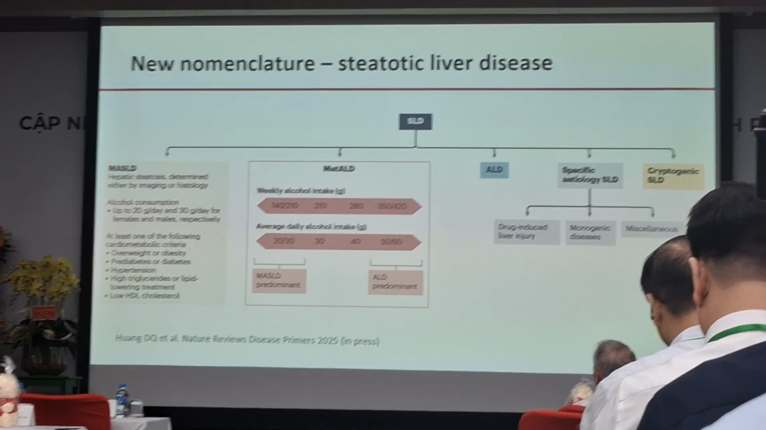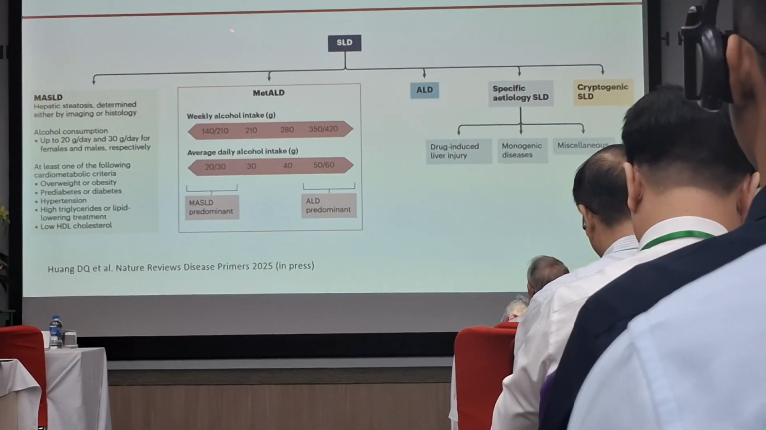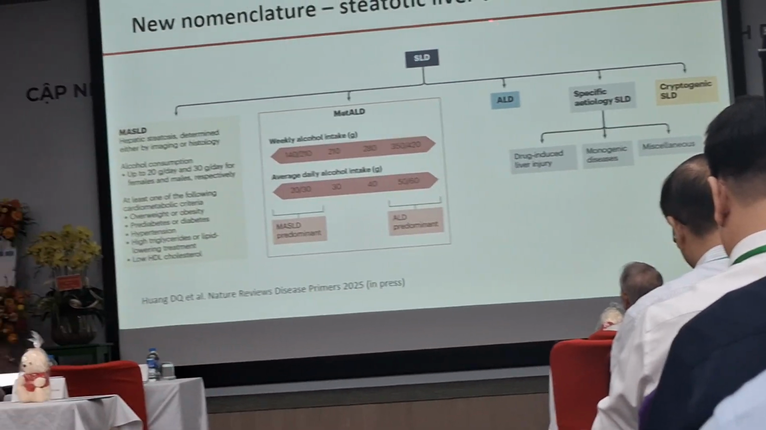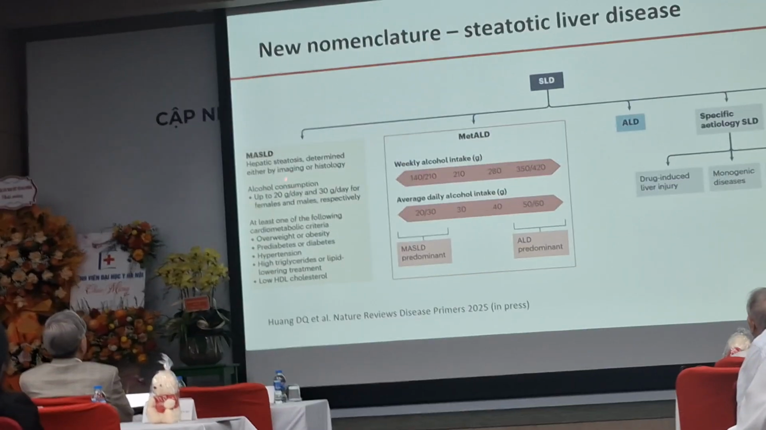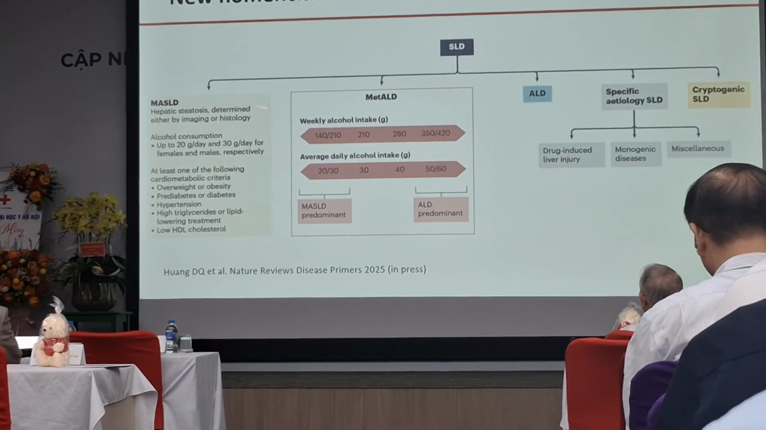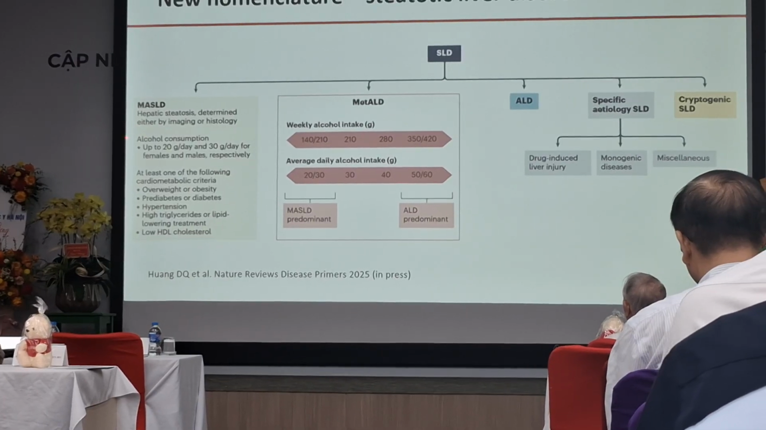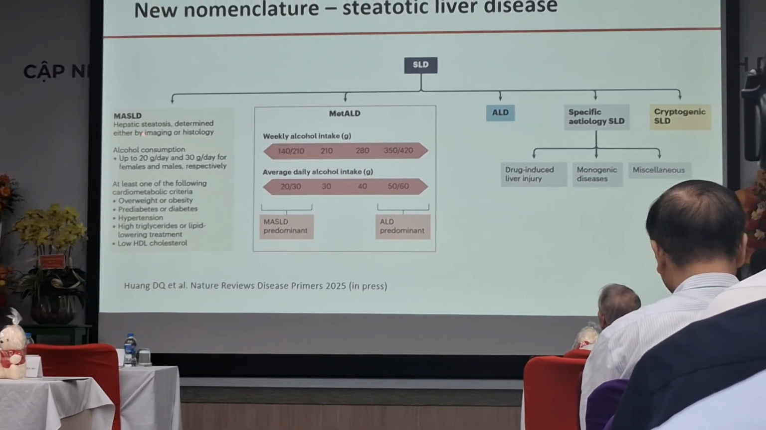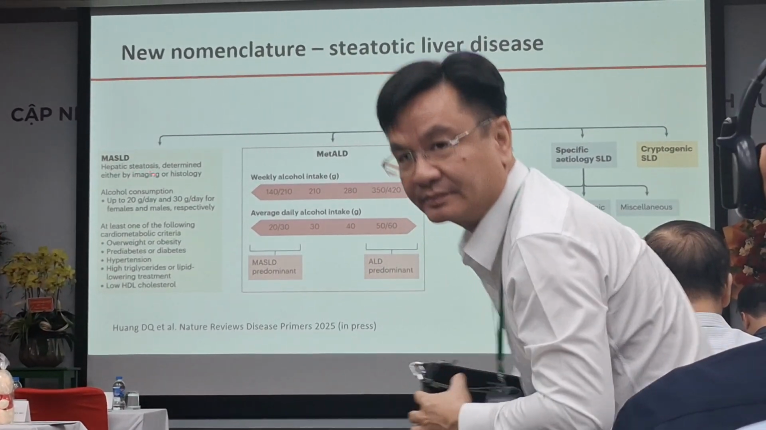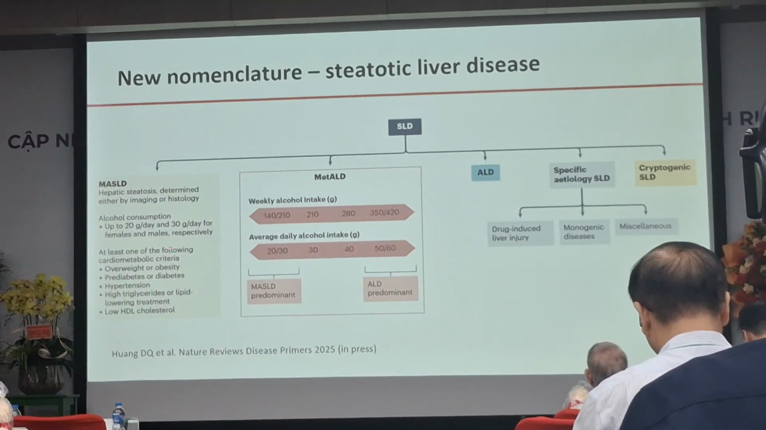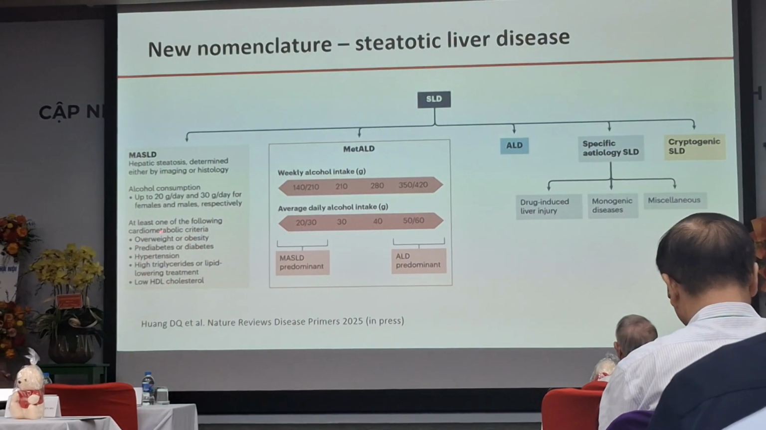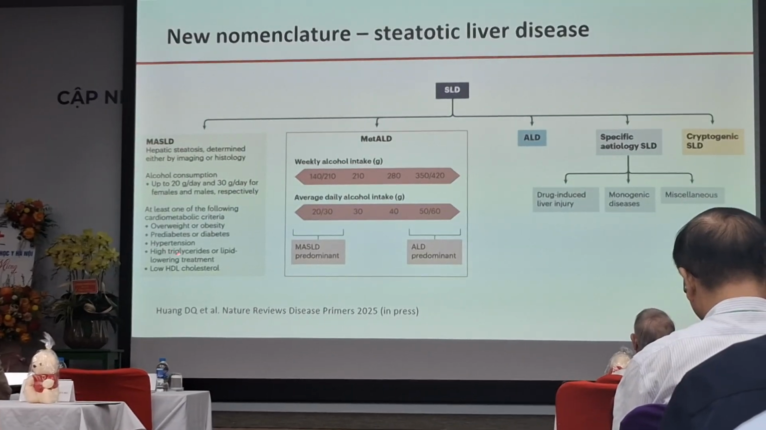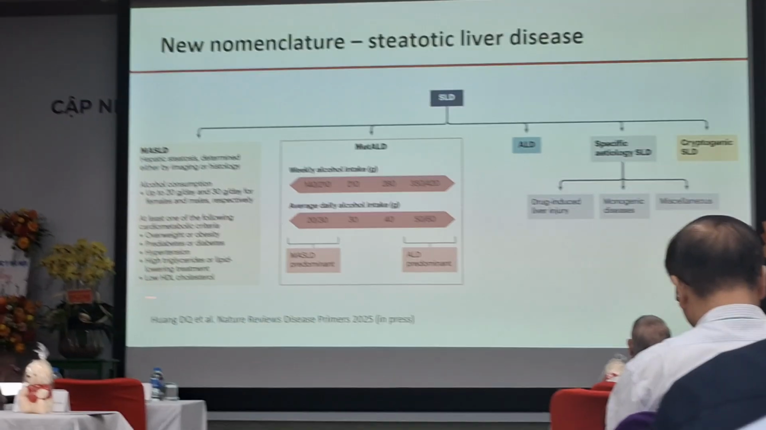So you can see here that now there's this umbrella term for steatotic liver disease, which actually includes all diseases with fat in the liver. And now it's broken down into MESO-D, which has replaced the old terminology of NAFLD. MESO-D requires steatosis of fat, minimal alcohol consumption, and at least one of these cardiometabolic criteria. So patients have to either be overweight, or have diabetes, high blood pressure, cholesterol problems, or low HDL.